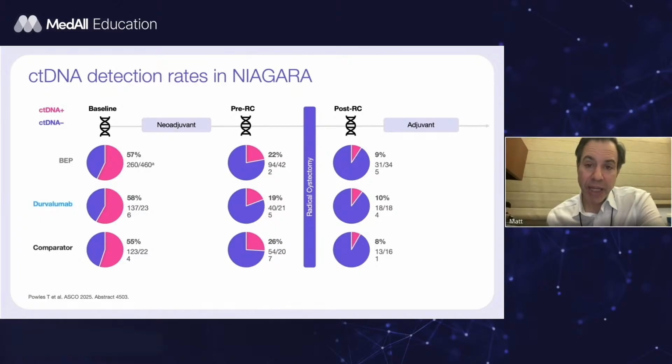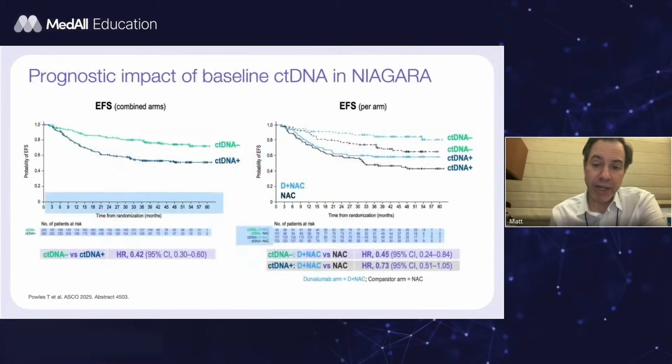One is that many patients, but not all, have detectable ctDNA at baseline. Two, that ctDNA clears in the vast majority of patients on neoadjuvant treatment, but not all. And three, after cystectomy, that rate of ctDNA detectability goes down even more. So what does that mean from a prognostic standpoint? So here you see the impact of baseline ctDNA on outcomes in this study, detectable versus undetectable. And clearly, patients with undetectable ctDNA at baseline have a better prognosis than patients with detectable ctDNA.